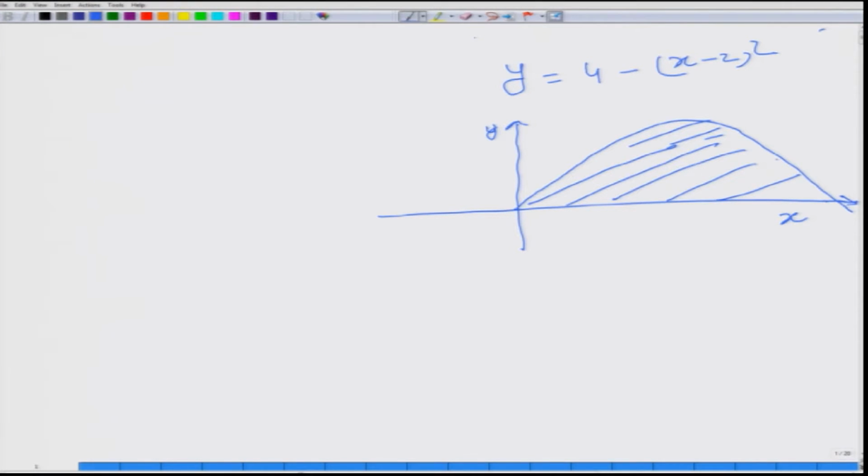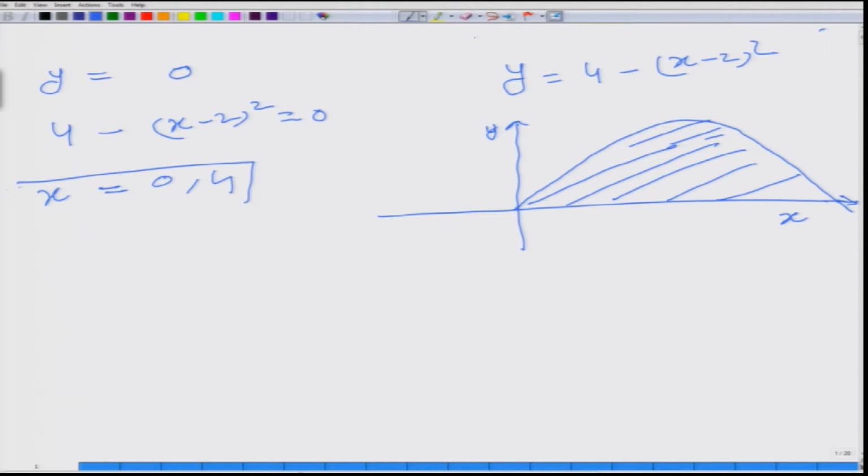For that, first I will find out at which points this parabola cuts the x axis. At the x axis, y is equal to 0. So, this gives 4 minus (x minus 2) square equal to 0, which gives x equal to 0, 4. So, I have 2 points, 0 and 4, at which this parabola is cutting the x axis.